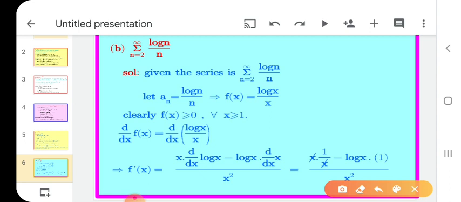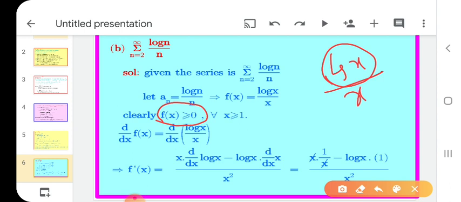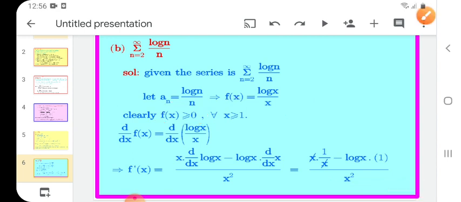Log x, clearly the value of log x is always positive. Okay, log x by x is also positive. So clearly we write f of x is greater than or equal to 0 for all x greater than 1. For all x greater than 1, f of x always has non-negative terms. First one is completed.